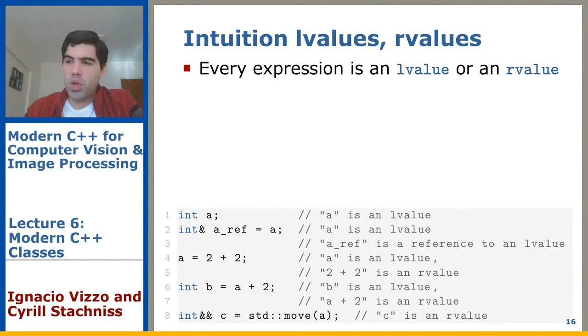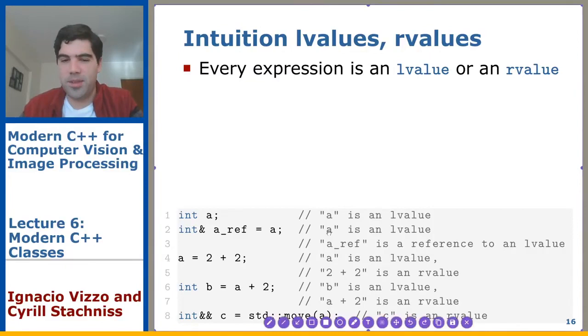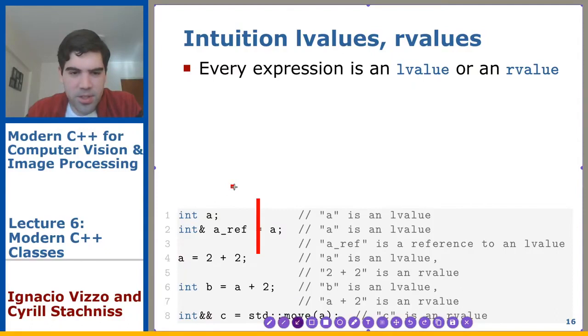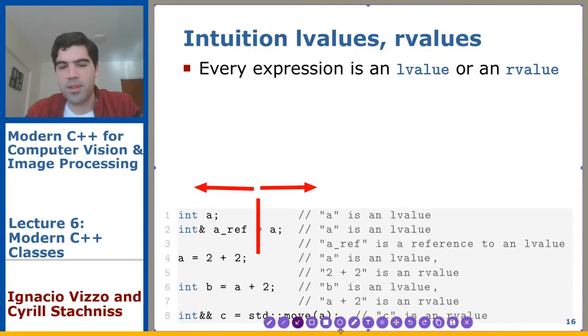So to talk about move semantics, we need to have an intuition on L values and R values. This is actually really easy. It sounds more complicated than it is. Basically, L value is left value and R value is right value. There are some examples here. A is an L value because it's on the left side of the equal sign, and this is usually split here. Whatever is on this side is considered left value, and whatever is on this side is considered R value, right?